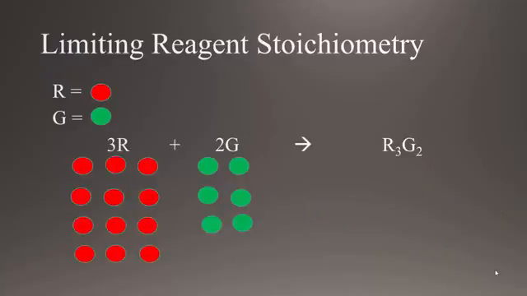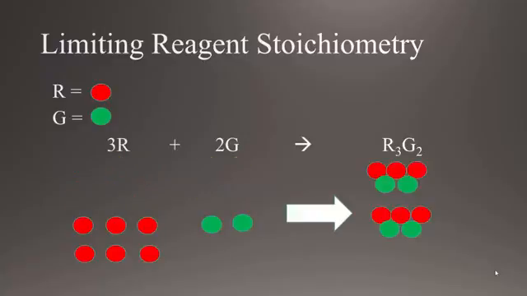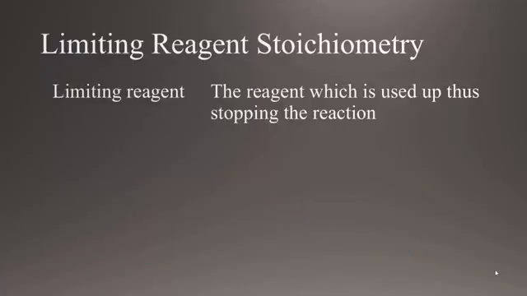Now, what happens if I start with 12 reds but only 6 greens? Well, we allow them to react, and the first set reacts, and you get this. And the second set reacts, and you get this. The third set reacts, and you get this. And then the reaction stops. We still have the 3 reds, but there are no more greens. The reaction cannot proceed. The limiting reagent is that reagent which is used up, thus stopping the reaction.